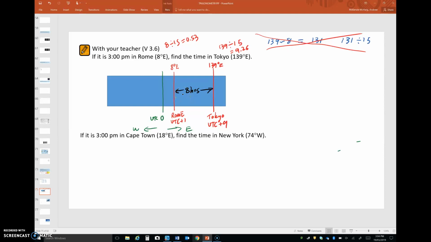Alright, so if it's 3 p.m. in Rome, Tokyo is 8 hours ahead of that, so it's 11 p.m.